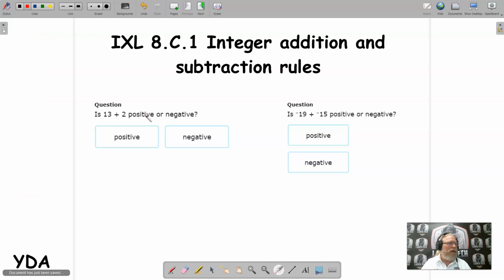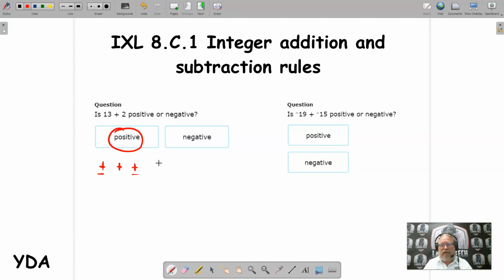All right, so let's go ahead and take a look at our first question here. It says, is 13 plus 2 positive or negative? Well, 13 and 2, they're both integers. They're both positive numbers, right? So in this case, we have a positive plus a positive number. If I had $13 and someone gave me $2 more, I would still have money, so that would be a positive number, right? It would be positive 15. So positive plus positive equals positive. Adding two positives together just creates a result that's even more positive than the two add-ins.